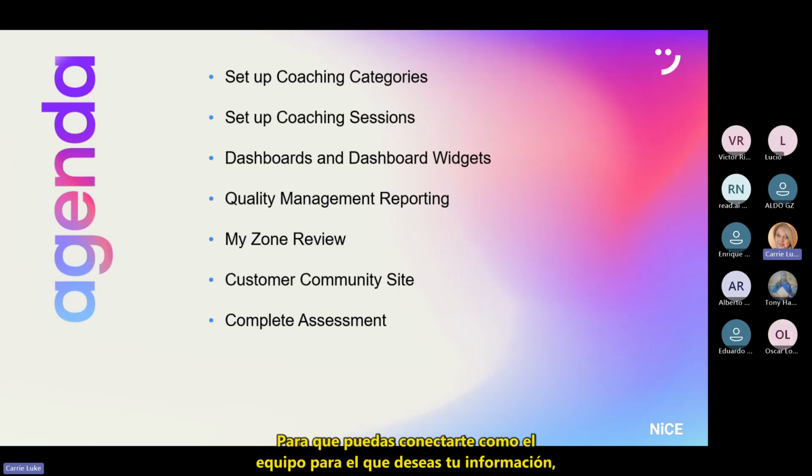So you're able to plug in like the team you're wanting your information for, the date range, etc. One widget's going to tell you like are your quality plans on track or off track. One's going to give you your overall quality score, etc.